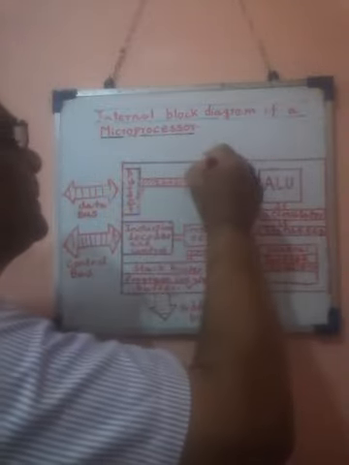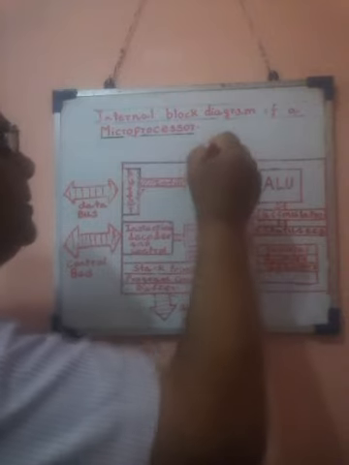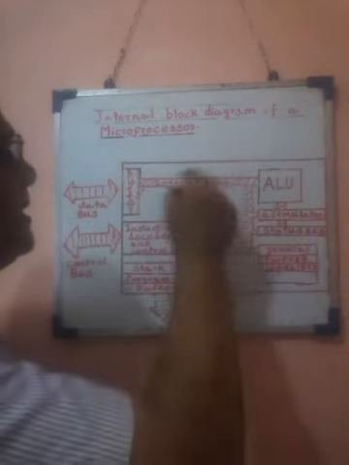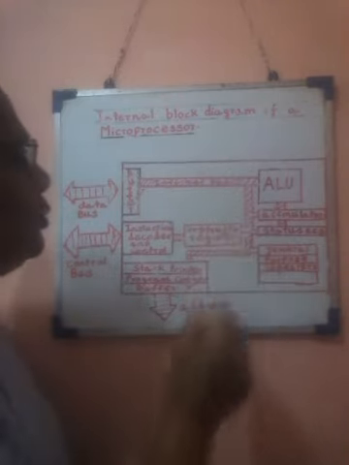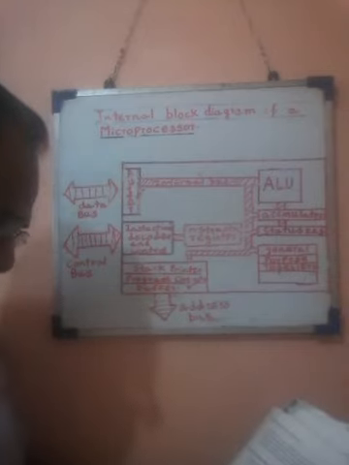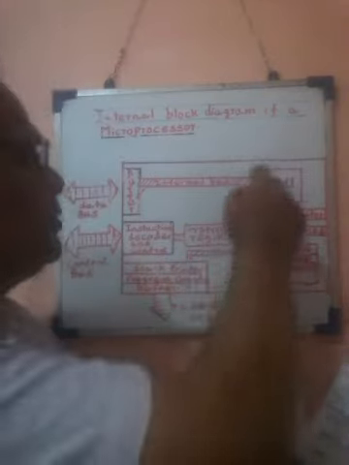Then is the data bus, internal bus. These are the internal bus to link each block to each block within the microprocessor.